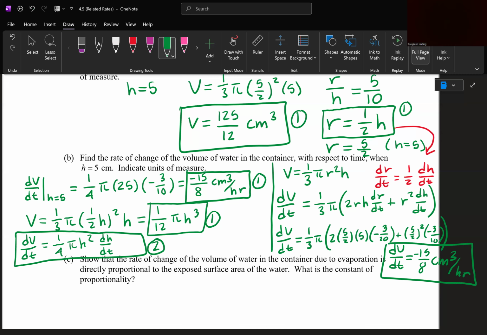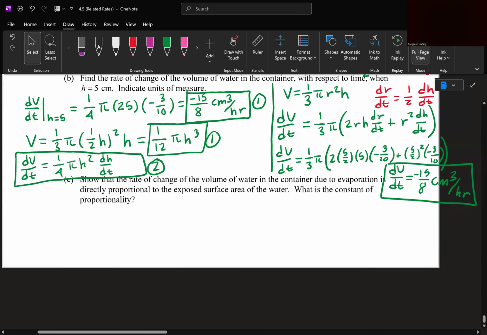Okay, I think I only have a couple minutes left before this is going to kick me off, so I'm going to try and get through part C pretty quick here, but C is a really fun problem.